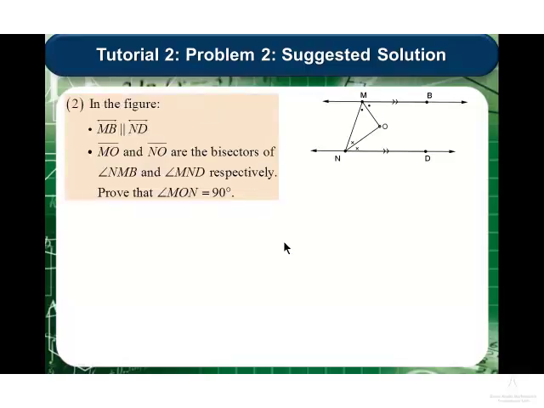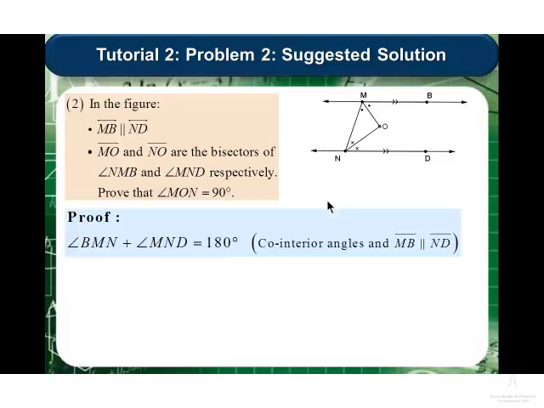Let us look at the suggested solution for problem 2 of tutorial 2. Here we have the problem: given two parallel rays as indicated with line segments MB and ND contained as part of these rays respectively, we have to consider the fact that MO and NO are bisectors of the angles NMB and MND respectively, and prove that in such a case the angle MON is 90 degrees. How do we go about it?